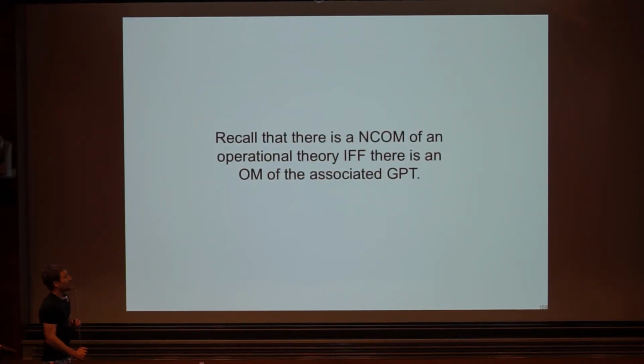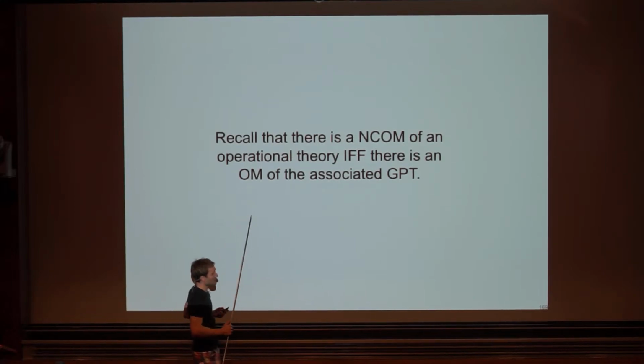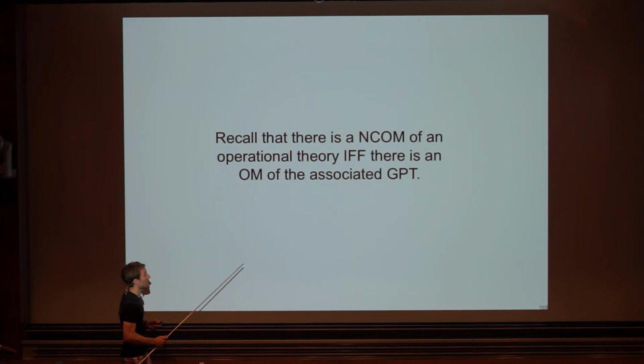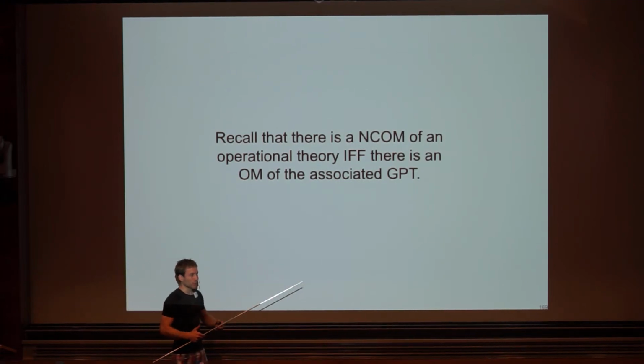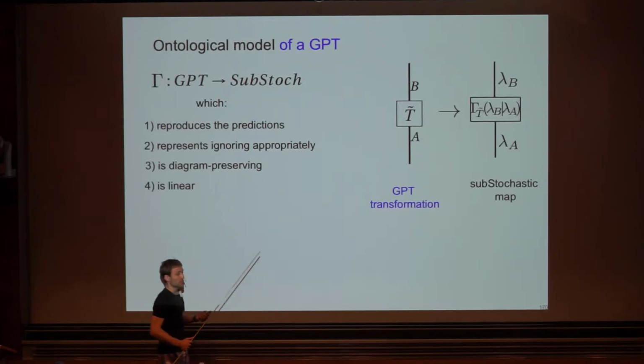And recall that we said there exists a non-contextual ontological model of an operational theory if and only if there is an ontological model of the associated GPT. So now, all of this was done for prepare-measure in the talk earlier. Now we want to extend all this to the full process theoretic framework. So we need to define what an ontological model of a GPT is.